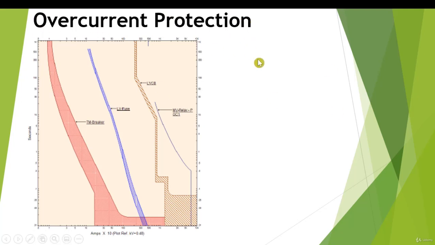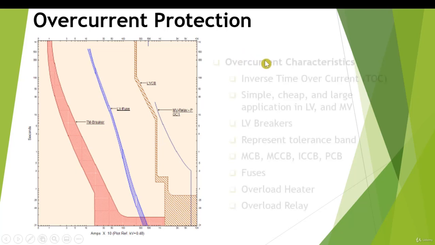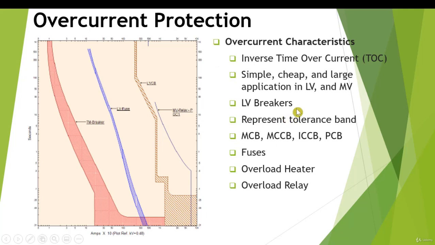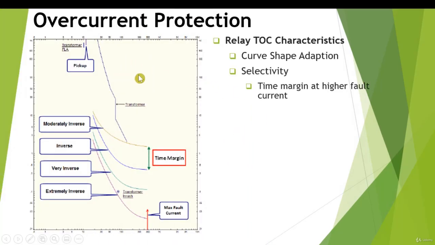The electrical system has protection elements at various levels, and these protection elements are low voltage circuit breaker with trip units, MCB, MCCB, ICCB, fuses, overload relays, IDMT relays, etc. When you apply the overcurrent protection to the system, you need to select the relay characteristics, define the pickup, and decide the time margin at higher fault current. When you are coordinating the downstream and upstream curve, you have to define the time margin at maximum fault current.